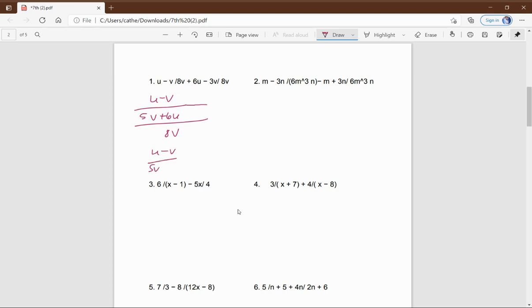U minus b over 5b plus 6u. You can multiply that by 8b. That would be equal to 8bu, and then minus 8b squared over 5b plus 6u. Sorry about that. We can simplify this by doing 8bu minus 8b squared. Multiply that by 5b plus 6u.